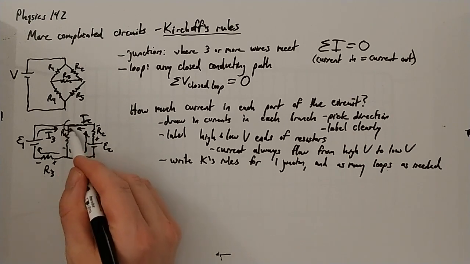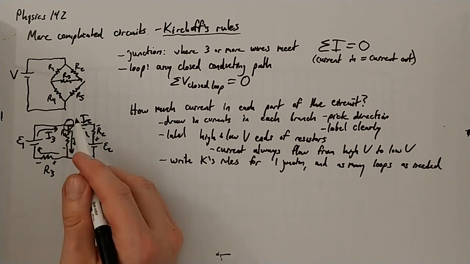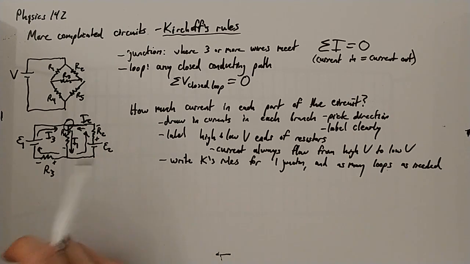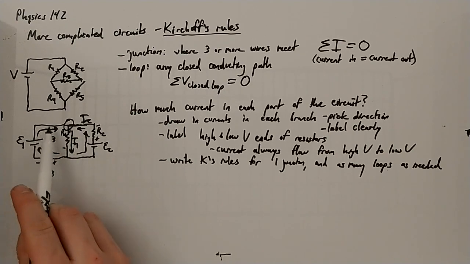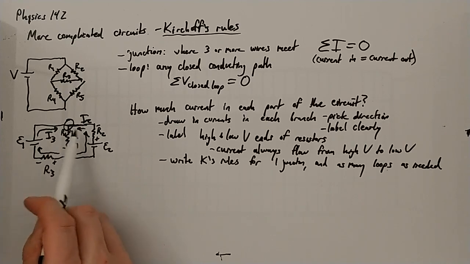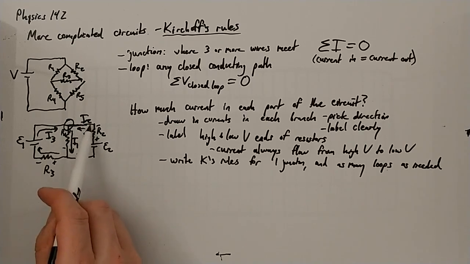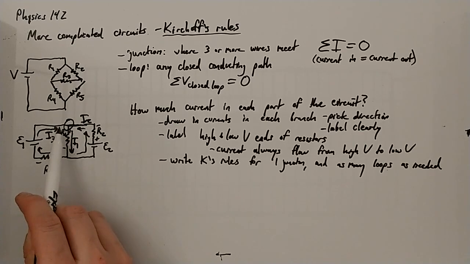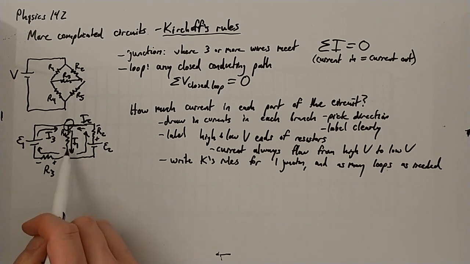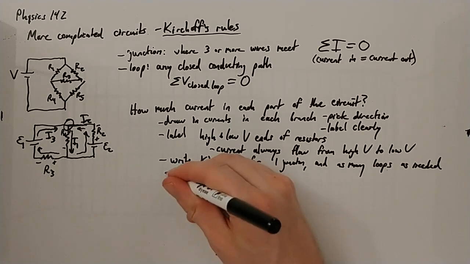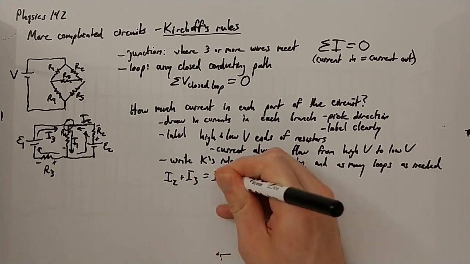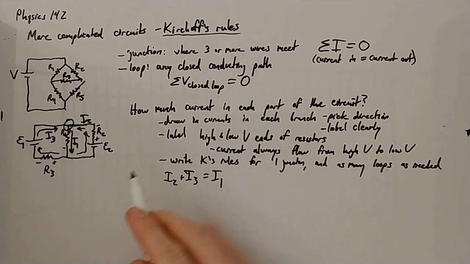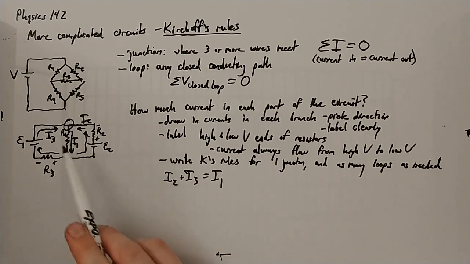So let's think about this junction right here and what this says. The junction rule says that current in equals current out. So at this junction here, it looks like I have I2 going in, I3 going in, and I1 coming out. So I would write I2 plus I3 equals I1. That's the relationship from this junction here.